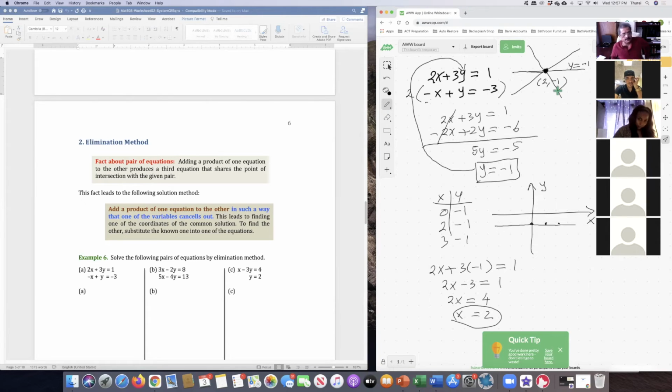So that's how you find it. You add a multiple of one equation to the other in such a way that one variable cancels out. It doesn't matter whether I eliminate x or y. No matter how you do it, the final solution will be the same because the point of intersection is the same no matter what.